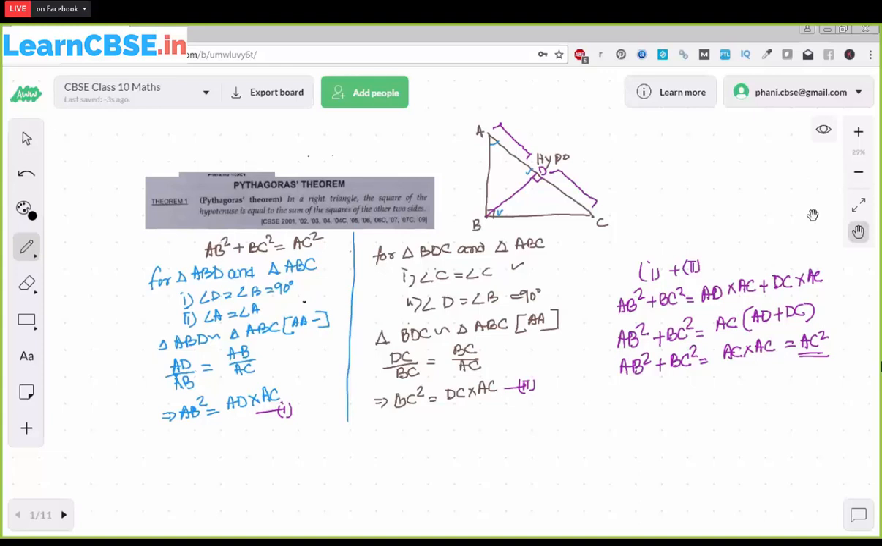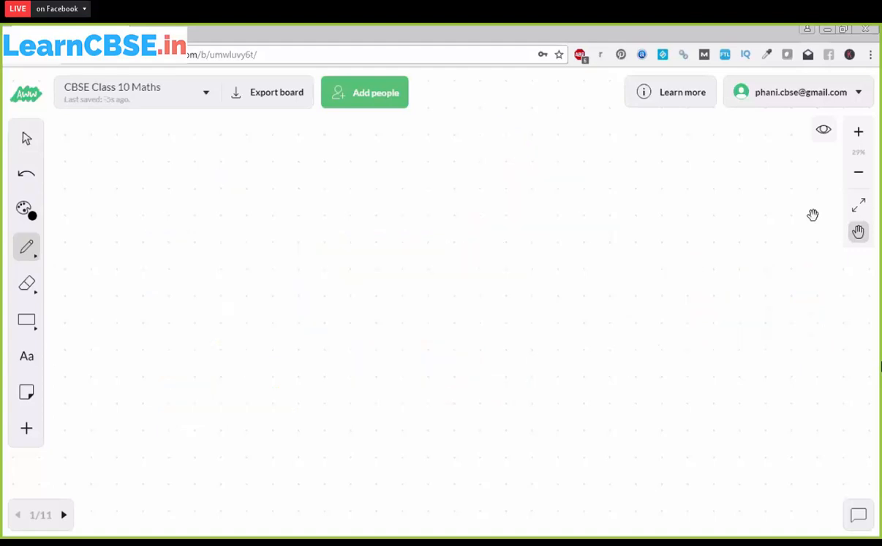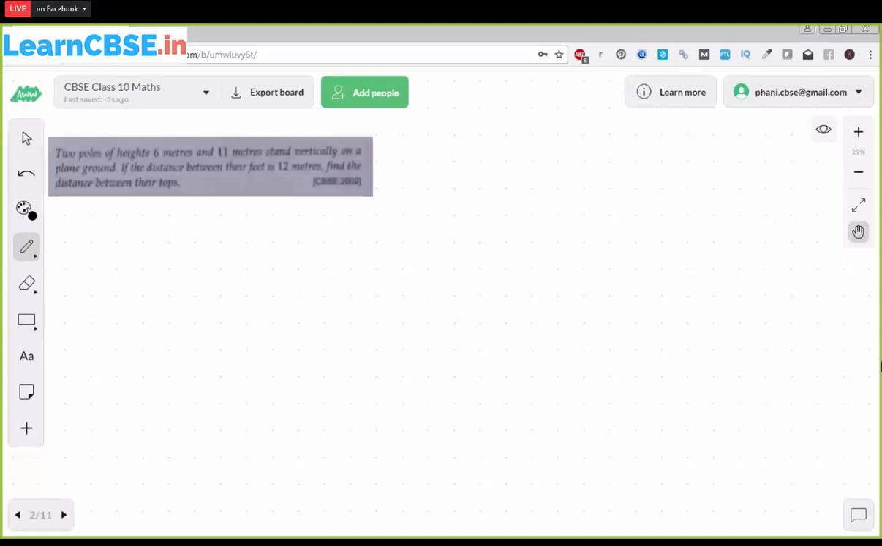Now, we have a lot of questions based on this theorem. So let's try the questions one by one. For example, this is a question given. Two poles of height 6 meters and 11 meters stand vertically on a plain ground. If the distance between their feet is 12 meters, find the distance between their tops.